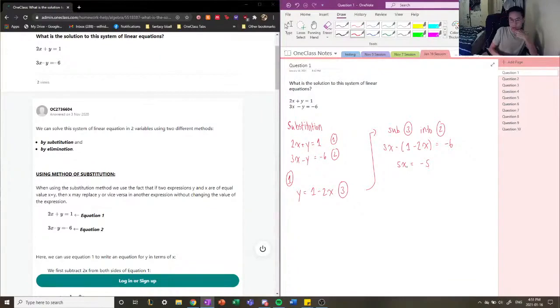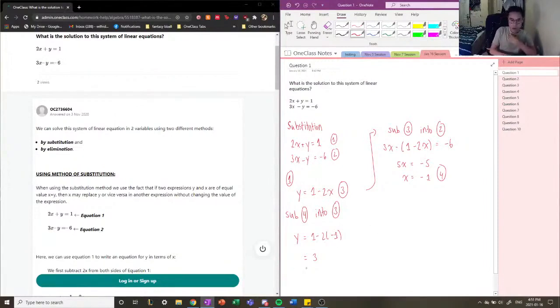And now that we have isolated for x, we can just divide both sides by 5, and we get x equals negative 1. So now we have found the x value for the solution for our system of linear equations. Now all we need to do is sub this back into equation 3, for example, and we'll get our y value. So we sub it back into 3, we get 1 minus 2 times negative 1, and we get 1 plus 2, which is 3. Okay?